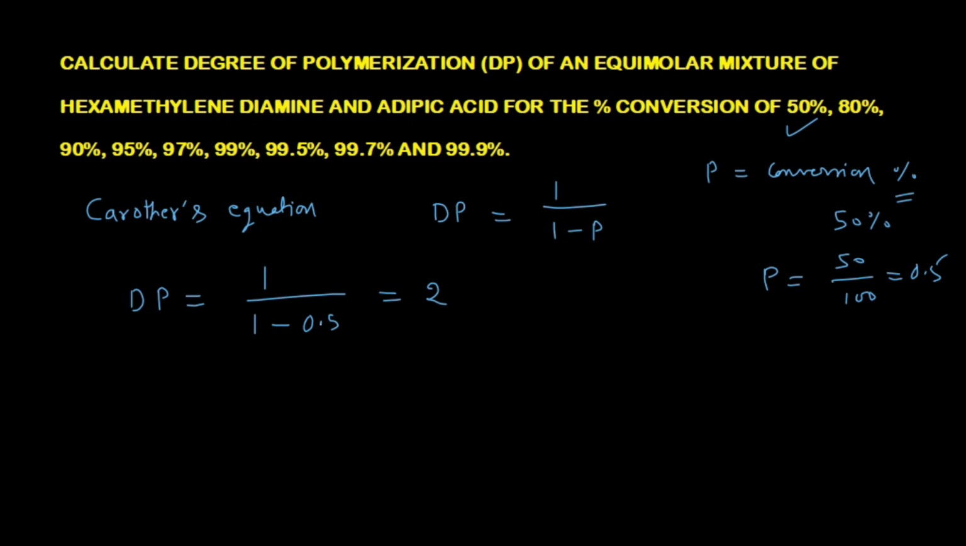Similarly, if you take a somewhat higher conversion, say 80%, that is 0.8. For 80%, it would come around 5. Degree of polymerization 5. If you keep on calculating your degree of polymerization using this Carothers equation, you will end up with this result.